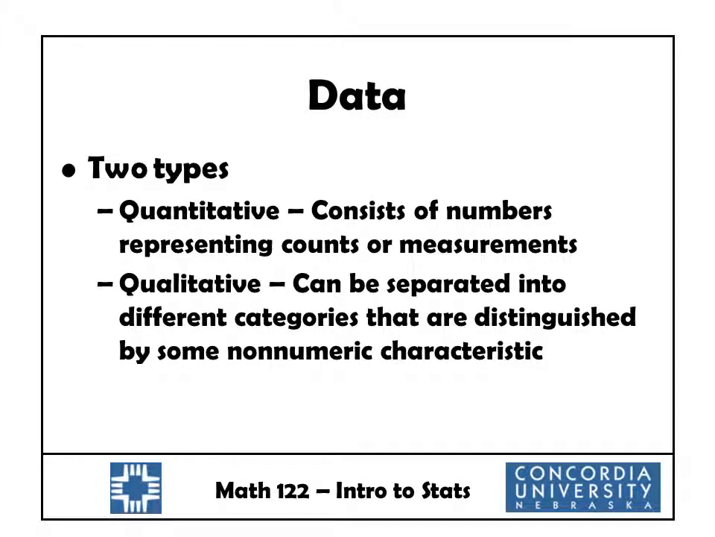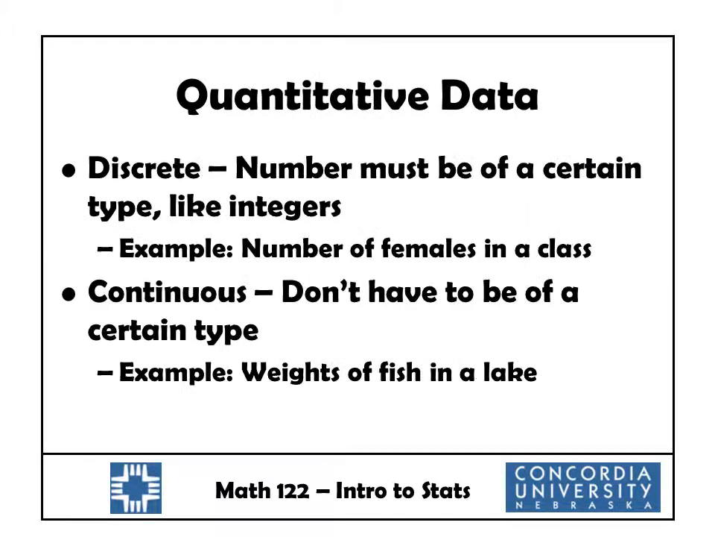Data falls into two general categories, quantitative and qualitative. Quantitative data is in the form of numbers. Qualitative data is not in the form of numbers. Quantitative data is further broken down into two categories, discrete and continuous. Discrete data has to be of a certain type, like integers. Continuous data don't have to be of a certain type. They can take on any value within some range.